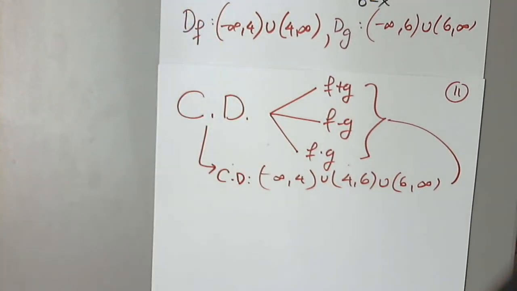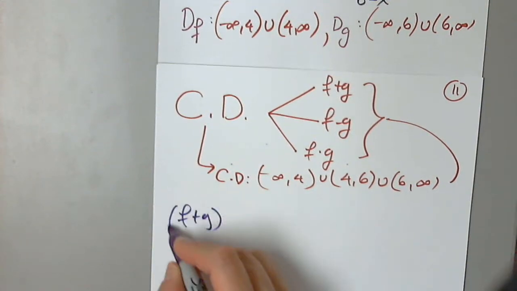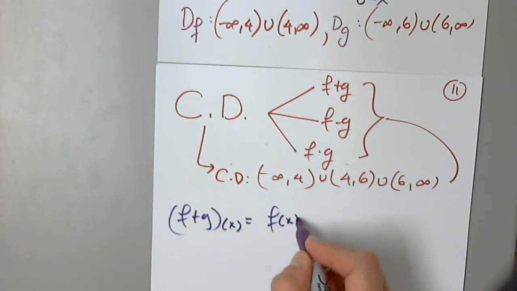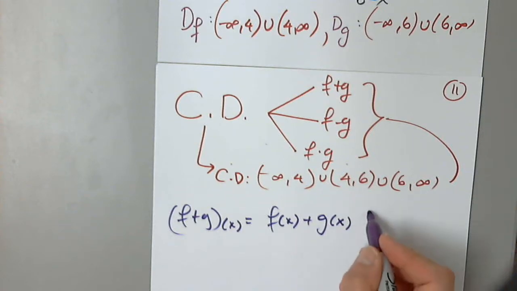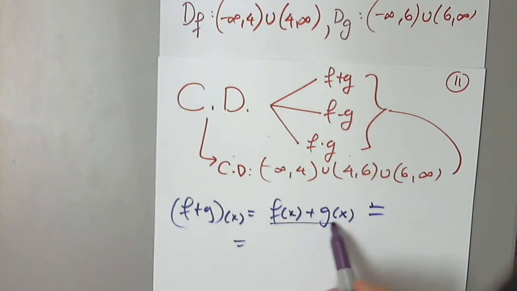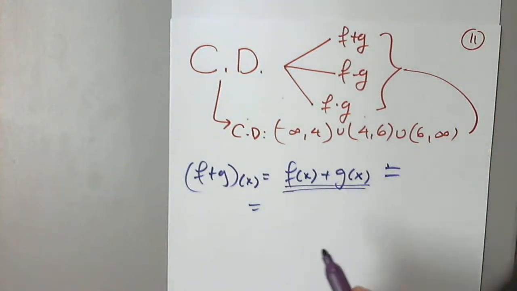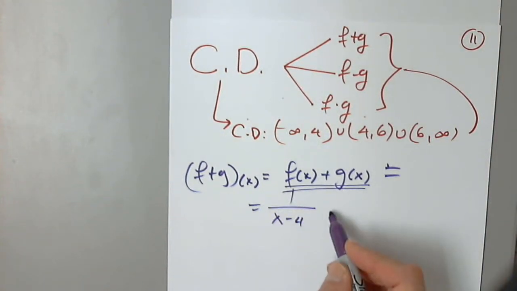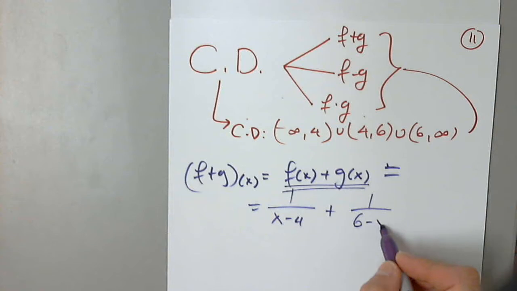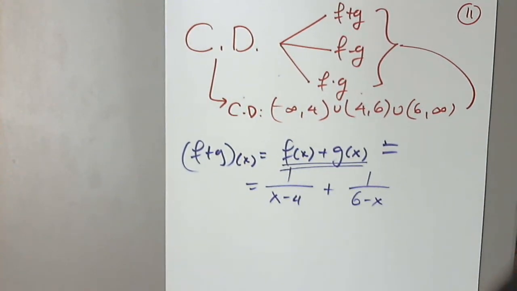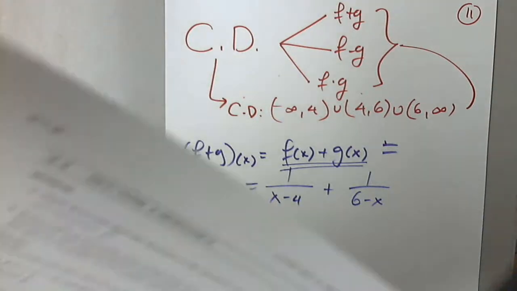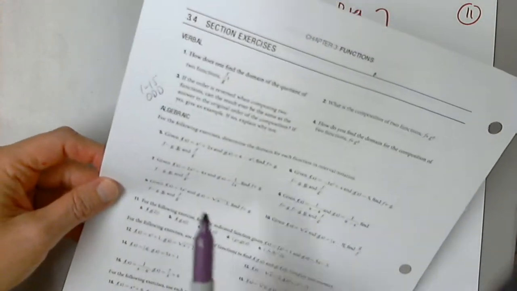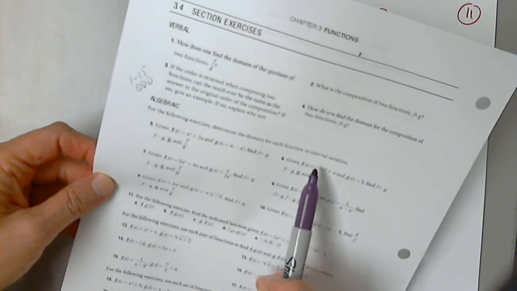Okay, so now let's create them. So (f + g)(x) equals f(x) plus g(x). I copy them, so please write the definition first. And I copy them: 1 over x minus 4 plus 1 over 6 minus x. Now, I don't know if they want the answer fully simplified. Let me see. For each, determine the domain for each function in interval notation.